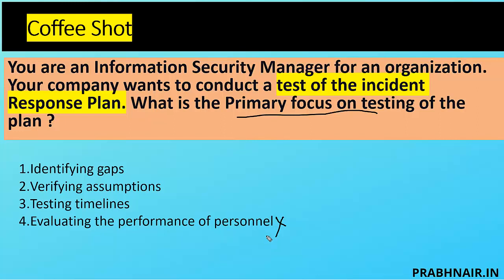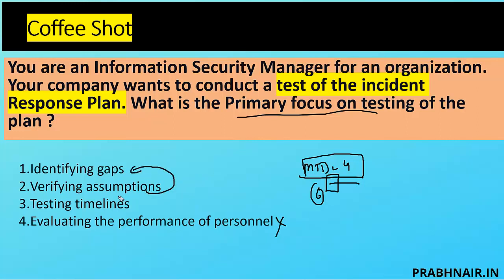Option A, identifying gaps, makes sense, because if the plan says this service needs to be restored in MTD, in 4 hours, we have to make sure it is restored in 4 hours. If it's restored in 6 hours, we need to identify the gap so we can address it. Why is it taking 6 hours? It's not about the primary focus being verifying the assumption. By verifying the assumption, we are identifying the gaps only. So 2 is part of 1.